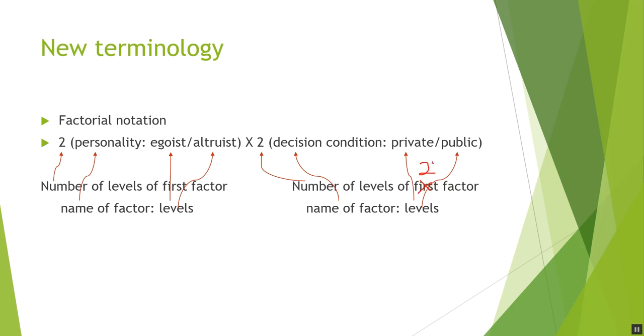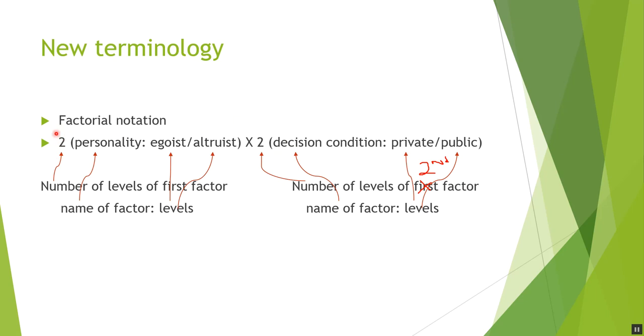There we go. And that's decision condition. And then we have the name of it and the name of the levels. And there are 2 levels, 1, 2. And so that is how you identify and fill in factorial notation.